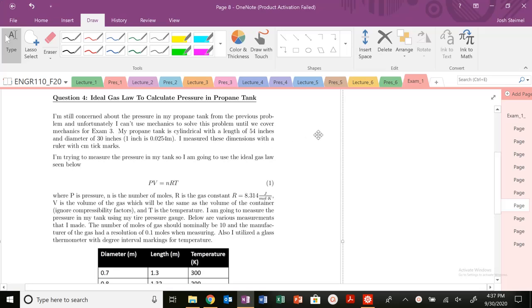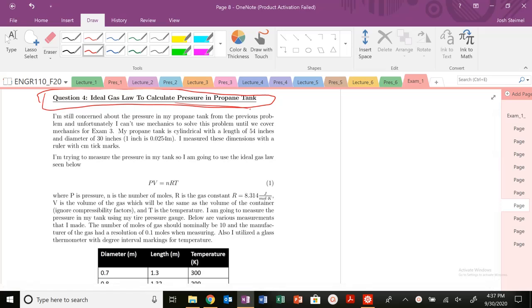Today we're going to finish off our last problem, which is question 4, propagating uncertainty, calculating total uncertainty, and we're back to our propane tanks. So still can't get these propane tanks out of my head. I can't use mechanics to solve this problem yet until we look at lecture 8, but until then we could at least calculate some total uncertainty.